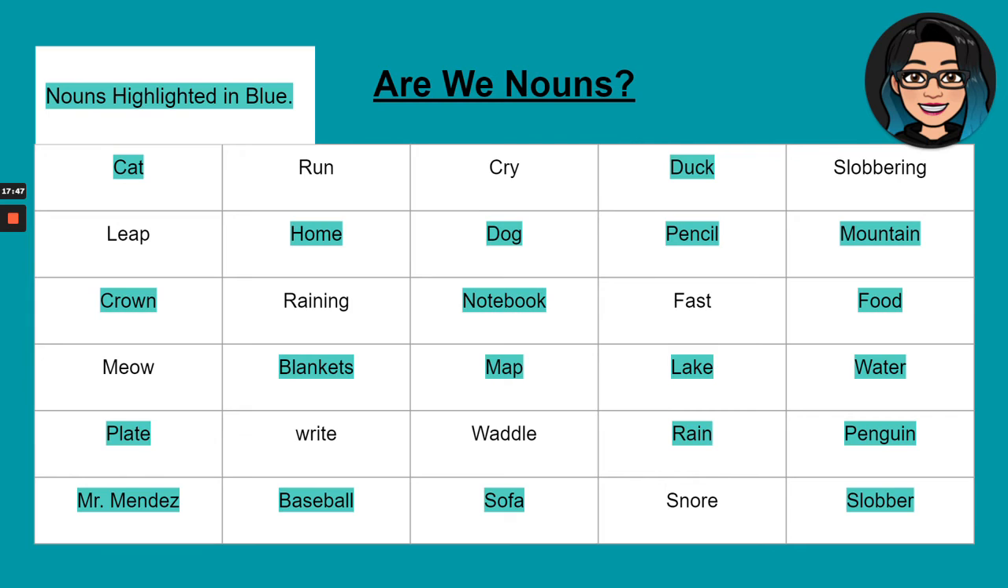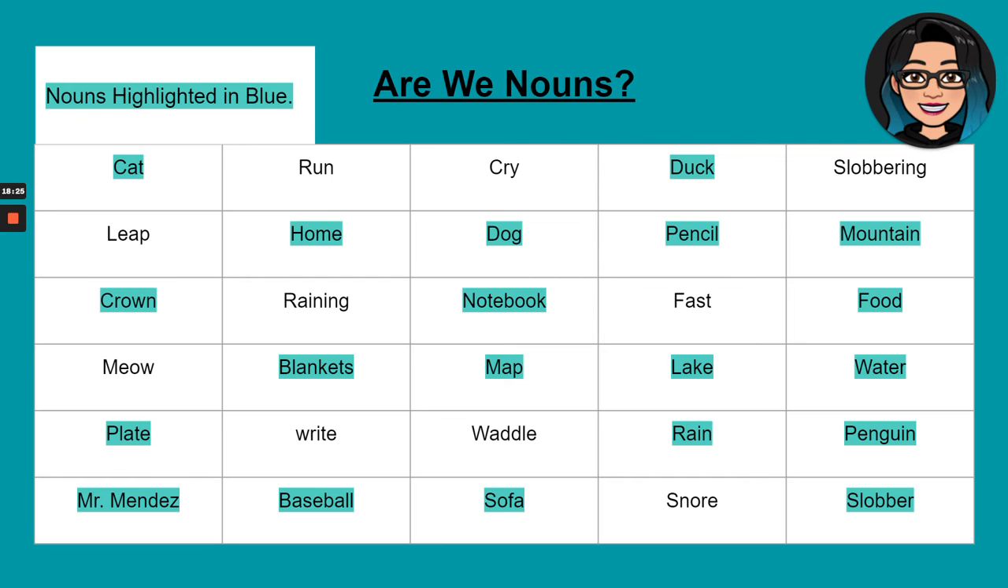And then we have sofa. Sofa is something that you sit on. It is a thing. So of course, it's a noun. And then we have duck and pencil. They are both things. Therefore, they are both nouns. Then we have fast. That's more of a description of a word. So that is not a noun. So now we have lake and rain. They're both water. They're both places or things. So they are nouns. And then we have snore and slobbering.